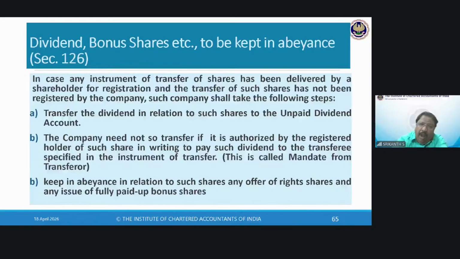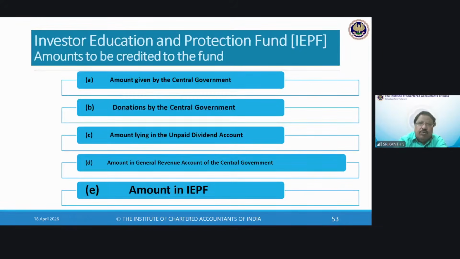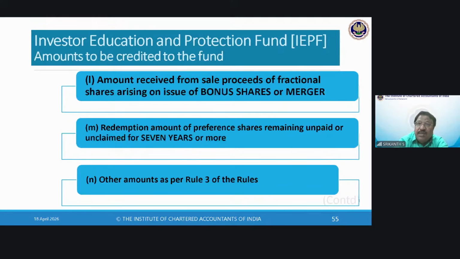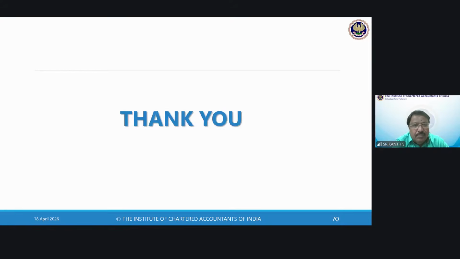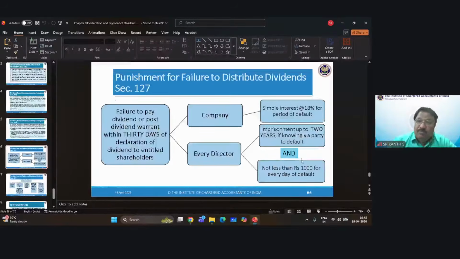See, non-compliance with Section 124 relating to unpaid dividend transfer, etc. Fine. Now we are seeing a totally different case: failure to distribute dividend.